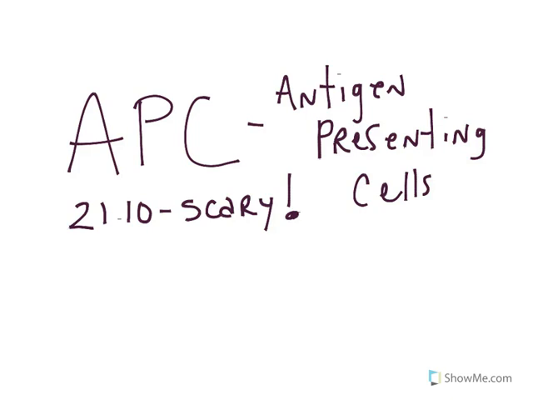The third type of cell is an antigen-presenting cell. Now I wrote on here figure 21.10 in your book shows you what a dendritic cell looks like, and I wrote scary just because it looks kind of like a gnarly cell. It has all these dendritic processes. It kind of reminds you, if you think back to the dendritic tree of the neuron, the input portion of a neuron. This is how it gets its name, dendritic cells.